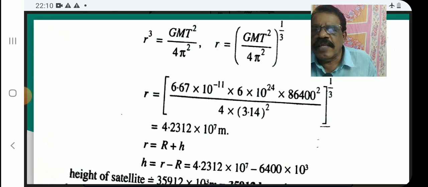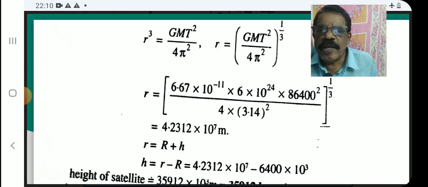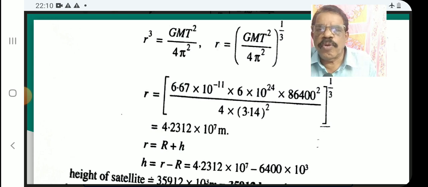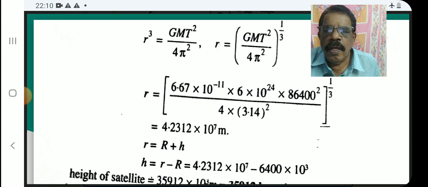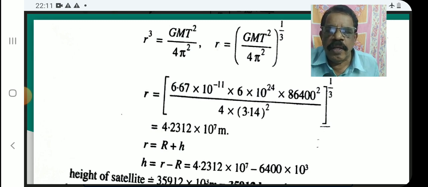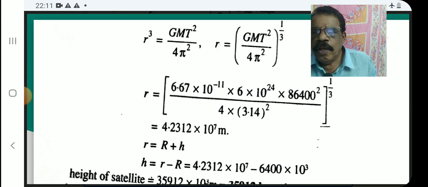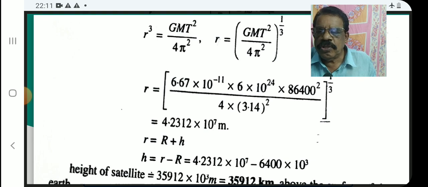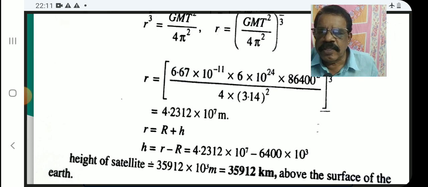If you write as r cubed, we get GM T square by 4 pi square. So r is GM T square by 4 pi square to the power 1 by 3. Put the values here. G constant is put. M is mass of earth 6 into 10 raised to 24 into T square, 86,400 square by 4 into pi square, 3.14 square, the whole raised to 1 by 3. We get 4.2312 into 10 raised to 7 meter. And small r is capital R plus h. So height h is small r minus capital R, 4.2312 into 10 raised to 7 minus 6,400 into 10 raised to 3. You subtract it.